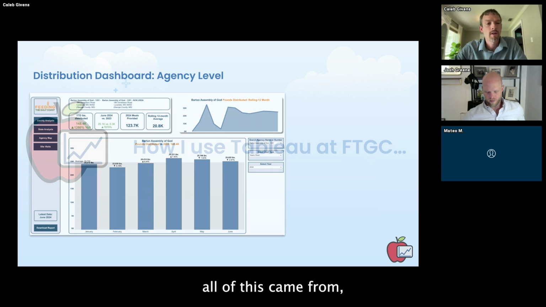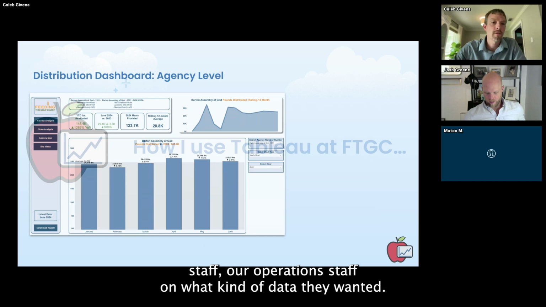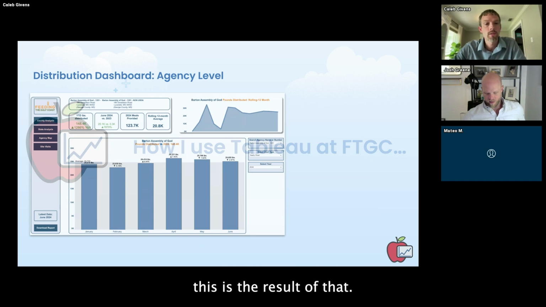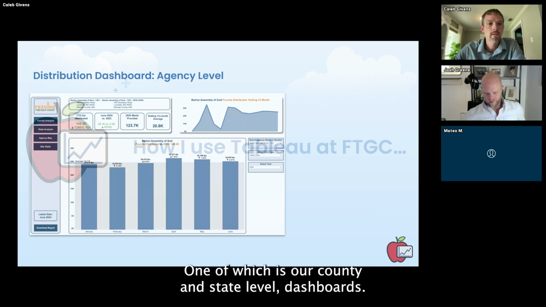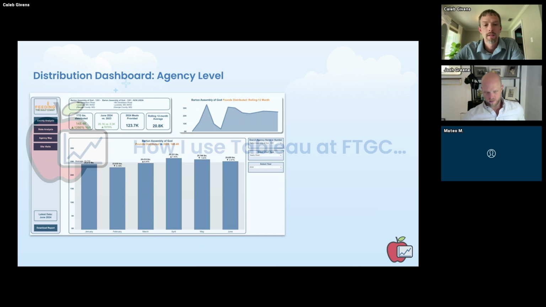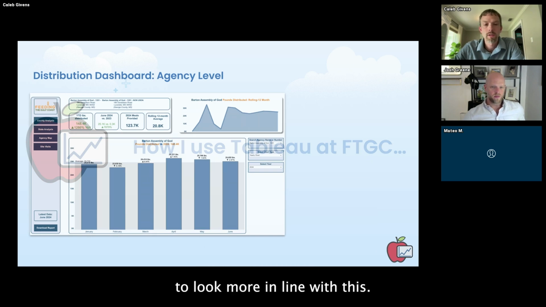All of this came from feedback meetings with our agency relations staff and our operations staff on what kind of data they wanted. This is the result of that. Different filters, of course, to select whatever you want, and then navigation buttons on the left to show some other views, one of which is our county and state level dashboards. These are currently undergoing a design change to look more in line with this.